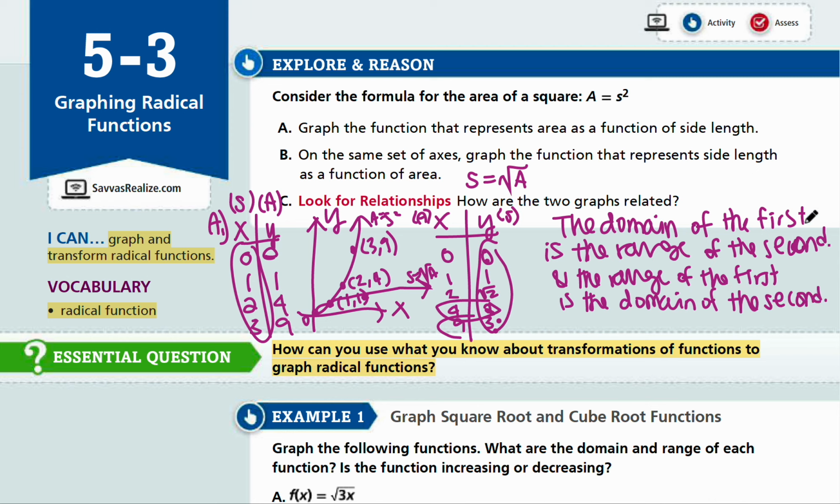So this is important because when the domain and range flip, that means we have the square and the root functions. This is one thing that you have to keep in mind. Square and the root, they're the opposite. They're inverse relationship, right? So let's think about this essential question. How can you use what you know about transformations of functions to graph radical functions?